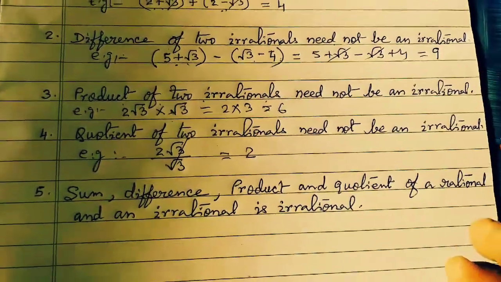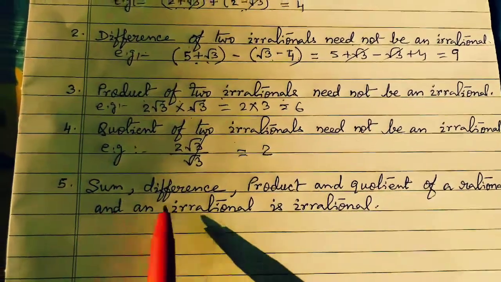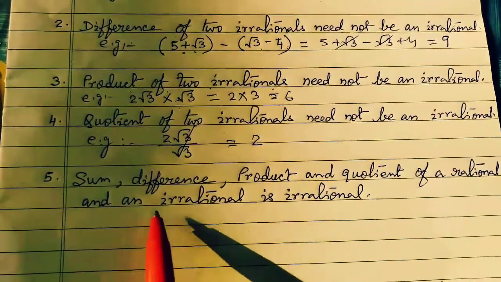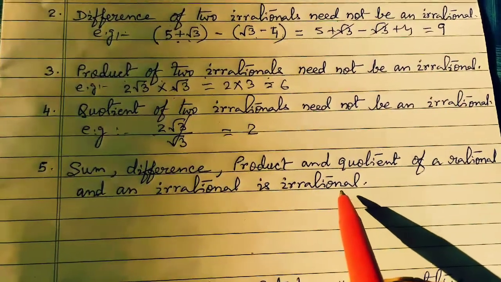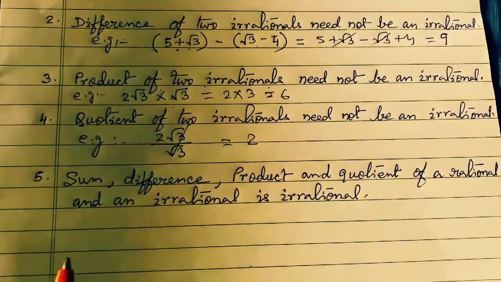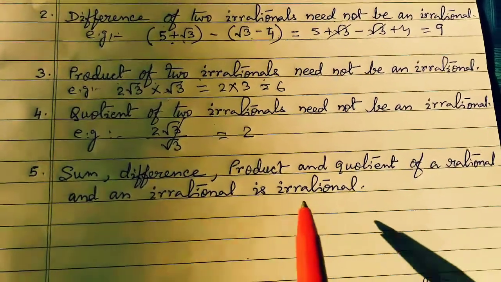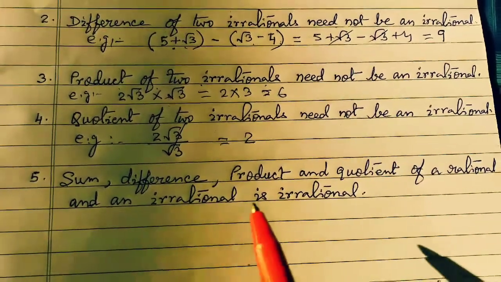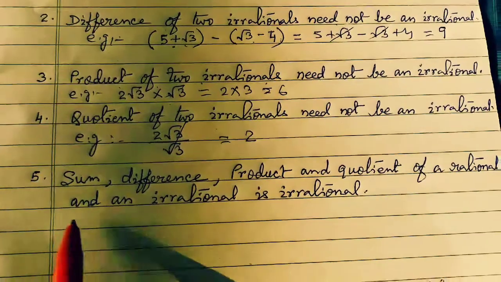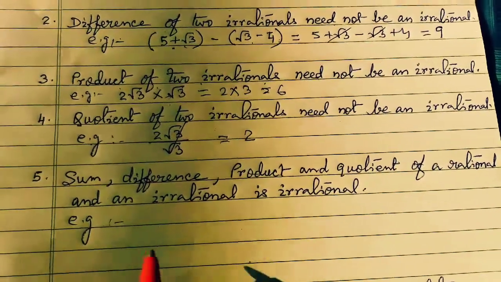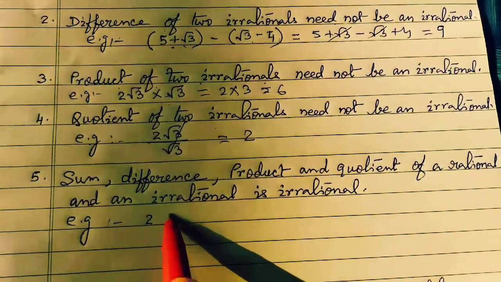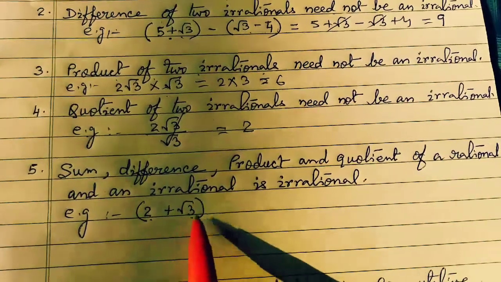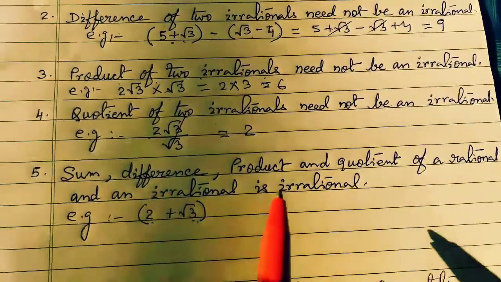Clear, student? Next we'll see the fifth property: the sum, difference, product and quotient of a rational and an irrational is always an irrational number. That means if you multiply a rational number with an irrational number, it will be irrational. If you add an irrational number with a rational number, that is also irrational. If you divide, then also it is irrational. Take an example: if we add 2 and root 3, 2 is a rational number and root 3 is an irrational number. So 2 plus root 3 is irrational. So the sum of a rational and an irrational is irrational.